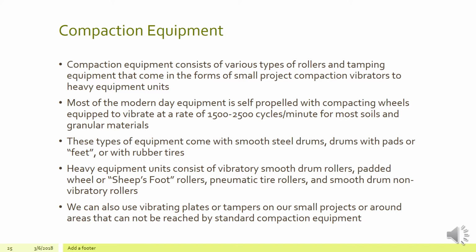And of course, these types of equipment come with smooth steel drums, drums with pads or feet, or rubber tires. Heavy equipment units consist of vibratory smooth drum rollers, padded wheel or sheep's foot rollers, pneumatic tire rollers, and smooth drum non-vibratory rollers. We can also use vibrating plates or tampers on our small projects or around areas that cannot be reached by standard compaction equipment.